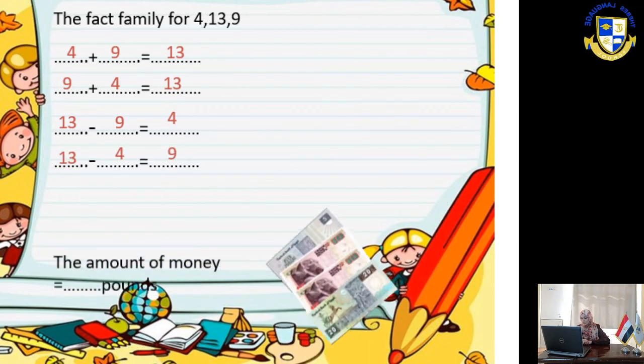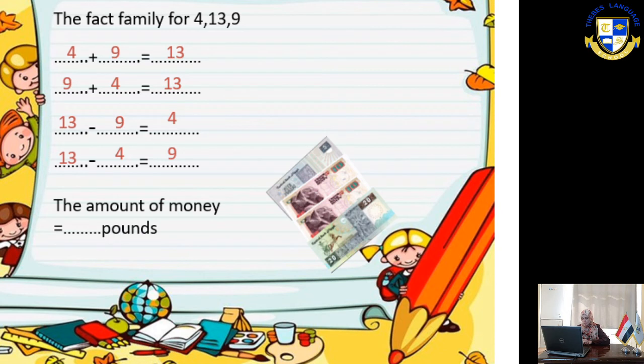The next question, you have to count the amount of money. 20 plus 10 equals 30, plus another 10 equals 40, plus 5 equals 45 pounds.